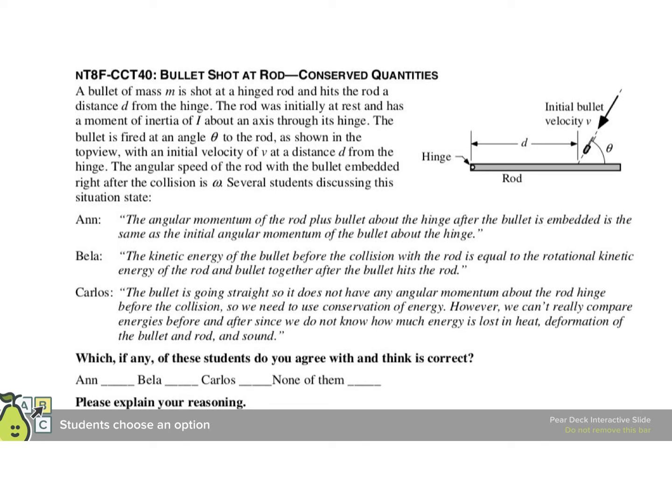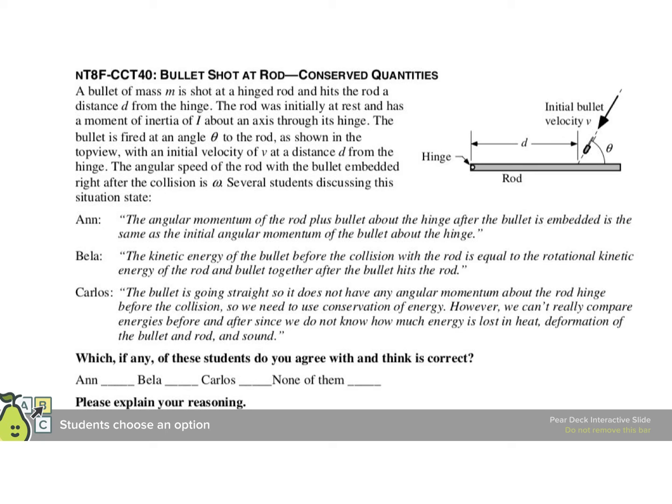A bullet of mass m is shot at a hinged rod and hits the rod a distance d from the hinge. The rod was initially at rest and has a moment of inertia I about an axis through the hinge. The bullet is fired at an angle theta to the rod, as shown in the top view, with initial velocity v at a distance d from the hinge. The angular speed of the rod with the bullet embedded right after the collision is omega, and several students are discussing this situation. Anne says the angular momentum of the rod plus bullet about the hinge after the bullet is embedded is the same as the initial angular momentum of the bullet about the hinge.